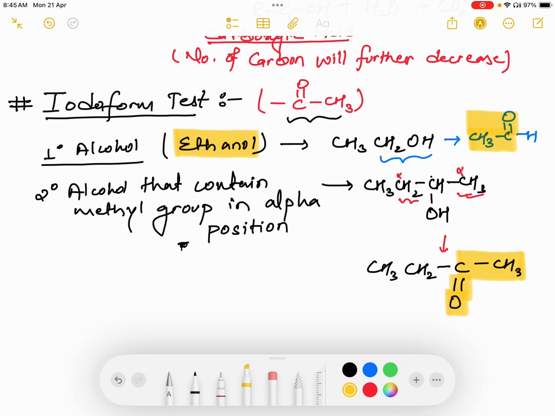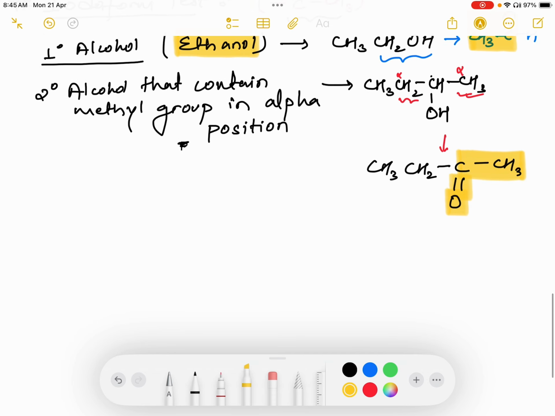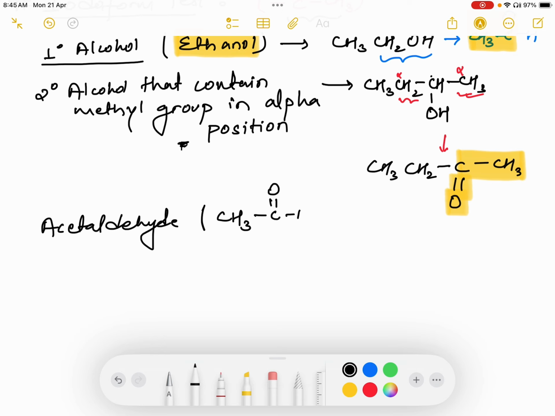That's again, if you have acetaldehyde. Among aldehydes, only acetaldehyde gives a positive iodoform test, because acetaldehyde, CH3 C double bond OH, is the only aldehyde having this CH3CO group.